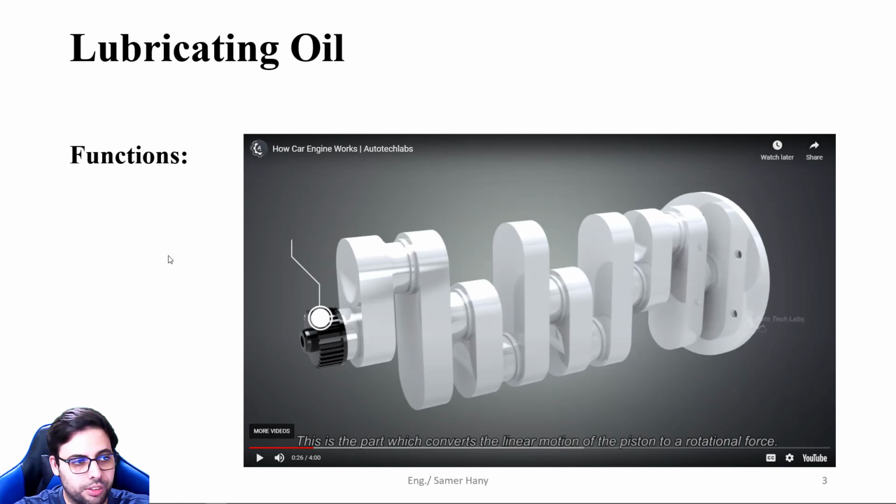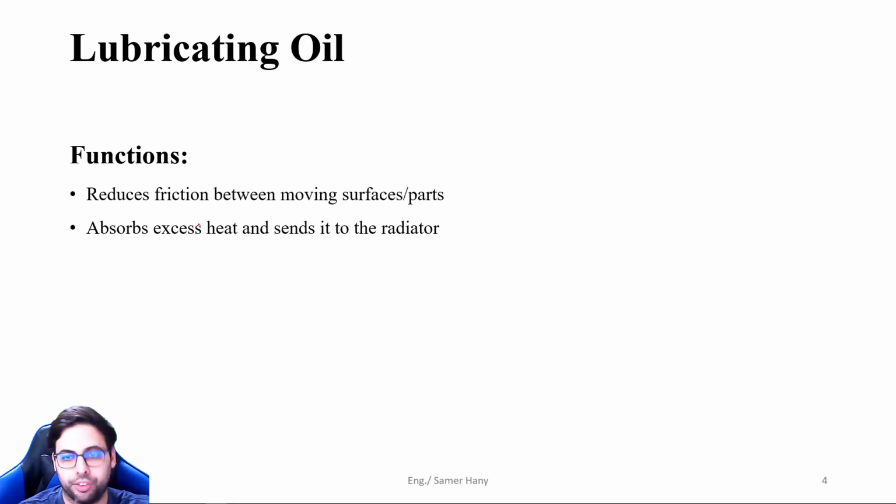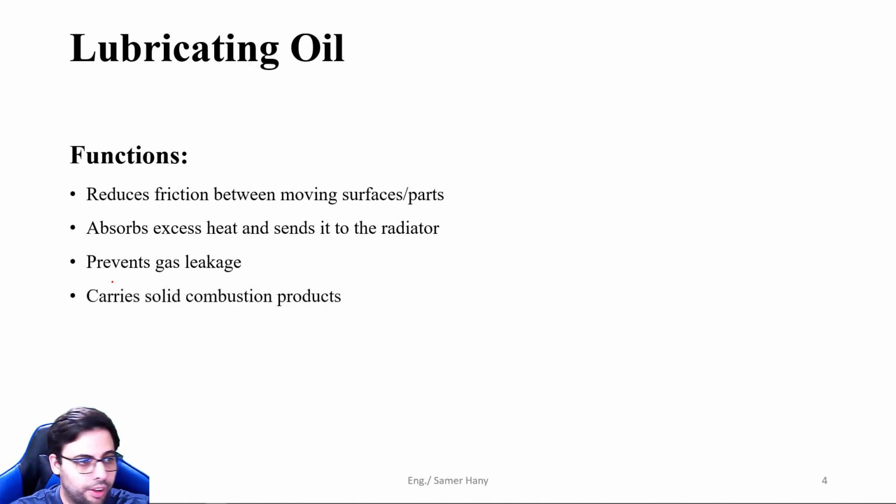Alright, so let's list these points. First off, it reduces friction between moving surfaces or parts. It absorbs the excess heat and sends it to the radiator. The radiator helps cool down the system. And then it prevents gas leakage between the cylinder walls and the pistons themselves, so any gases will not be able to leak from that space because there is an oil film in between the surfaces. And then it carries the solid combustion products from the combustion chamber.